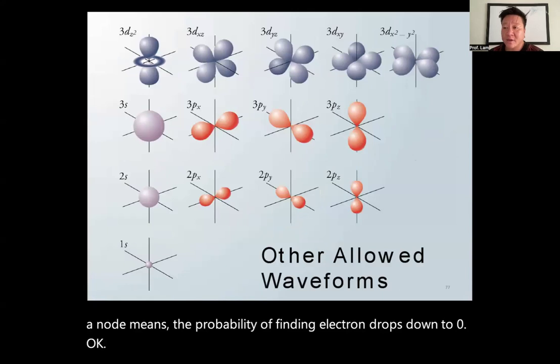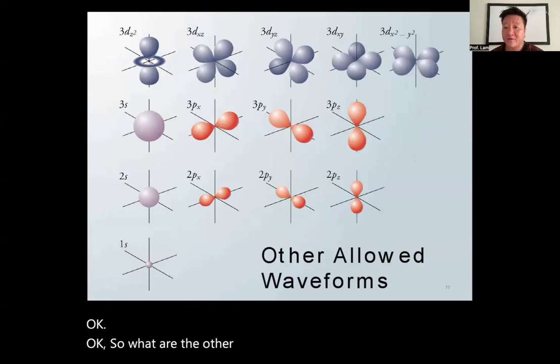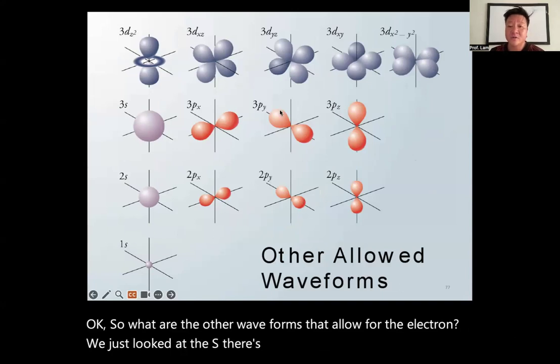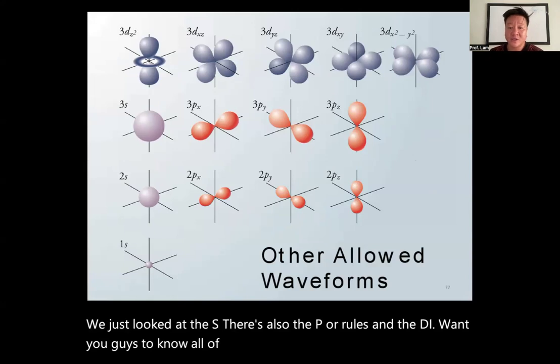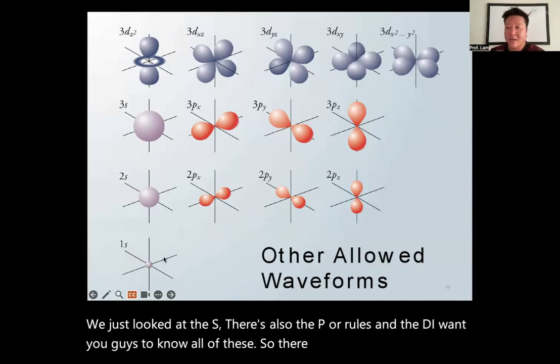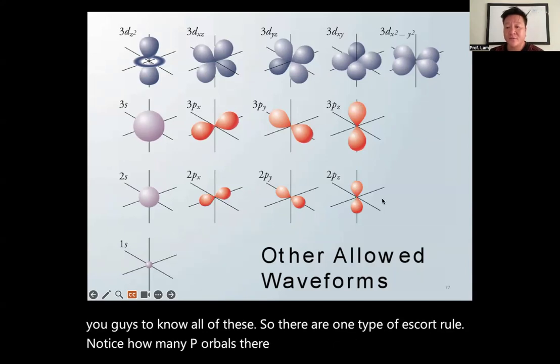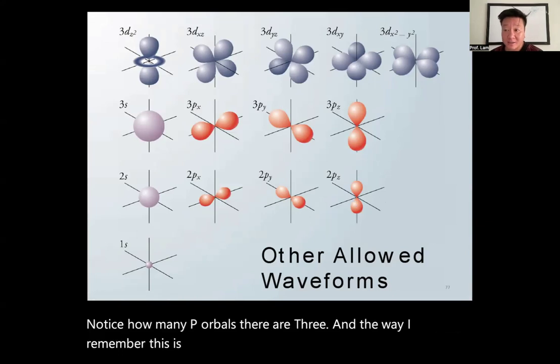Okay, so what are the other waveforms that are allowed for the electron? We just looked at the s. There's also the p orbitals and the d. I want you guys to know all of these. So there is one type of s orbital. Notice how many p orbitals there are. 3. And the way I remember this is p like peanuts.